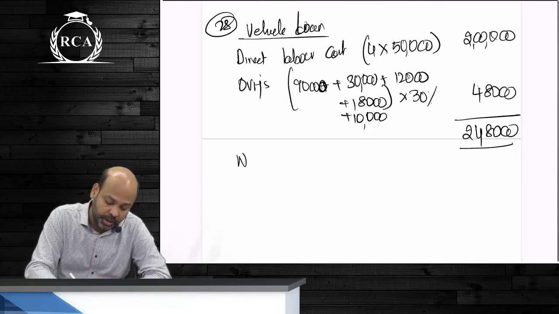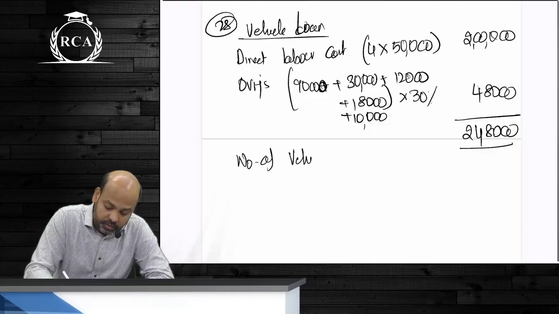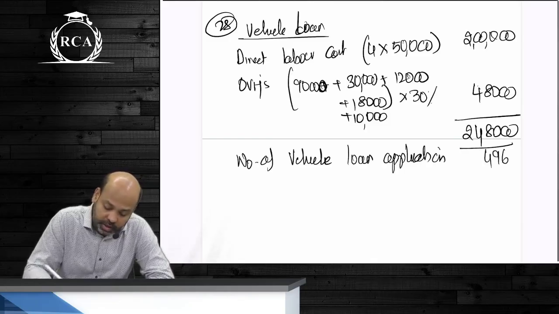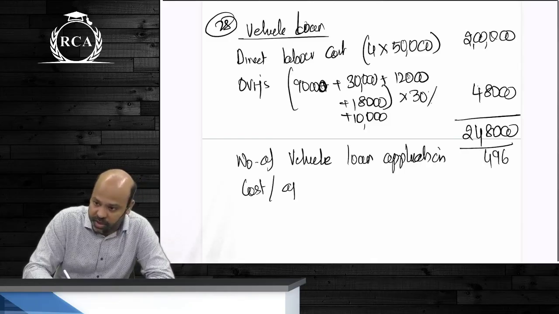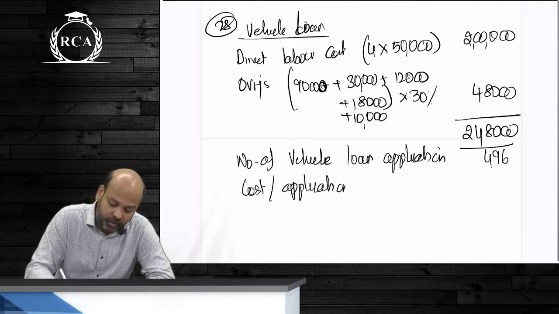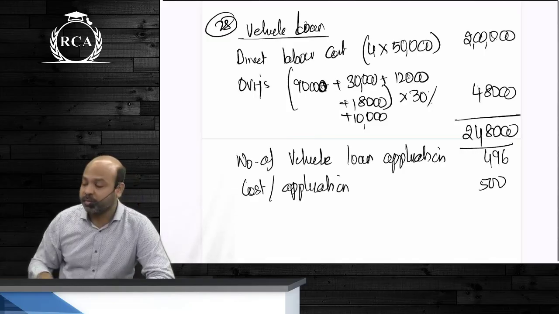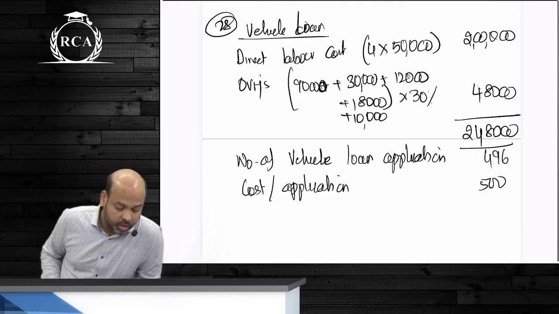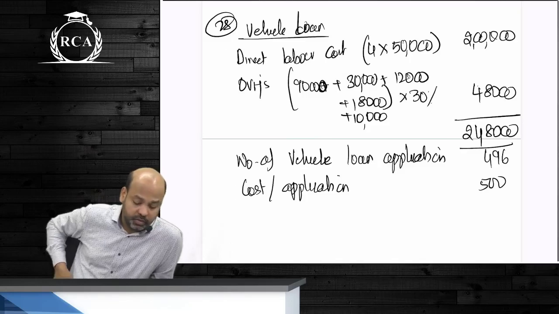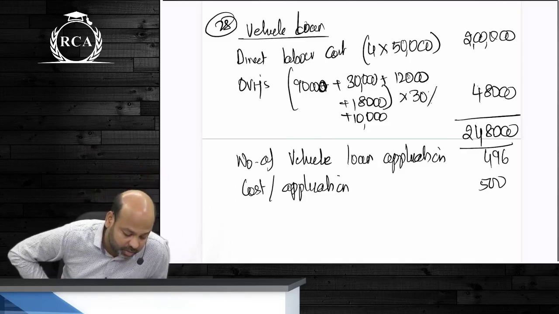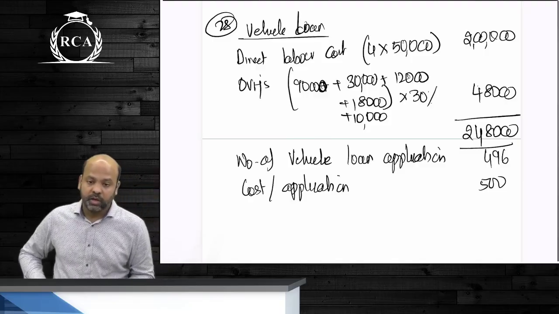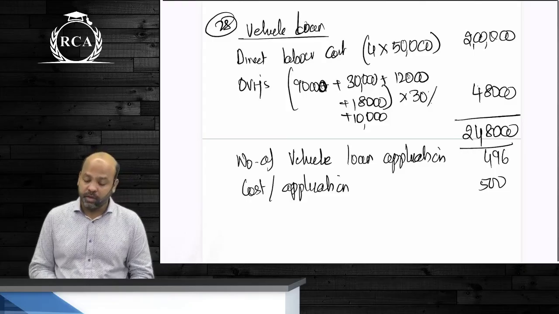How many vehicle loan applications are there? The number of vehicle loan applications is 496. What will be the cost per application? Cost per application is 500. The second bit is telling us to keep the cost per application constant and compute the number of education loan applications. Total cost there will be 70,000 multiplied by 2, 1,40,000 plus 48, 1,68,000. 1,68,000 divided by 1 lakh.